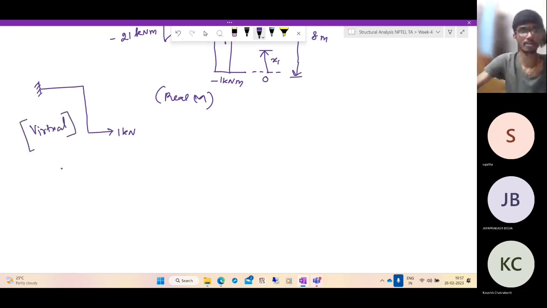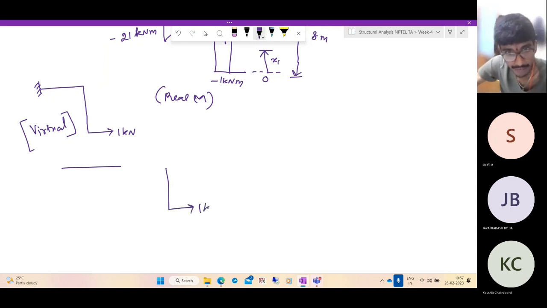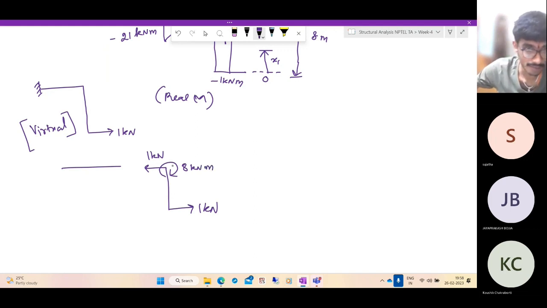Now, as usual, if you draw the free body diagram, you have 1 kilonewton here, which means an equal and opposite force of 1 kilonewton will act here. But this results in an unbalanced moment of 1 into 8, right? 1 kilonewton acting at a lever arm of 8 meters. So to counteract this, there will be a sagging moment of 8 kilonewton meters. Will there be any vertical force? No. So the same forces will get transmitted here, which means you will have 1 kilonewton here. And there will be a sagging moment of 8 kilonewton meters.